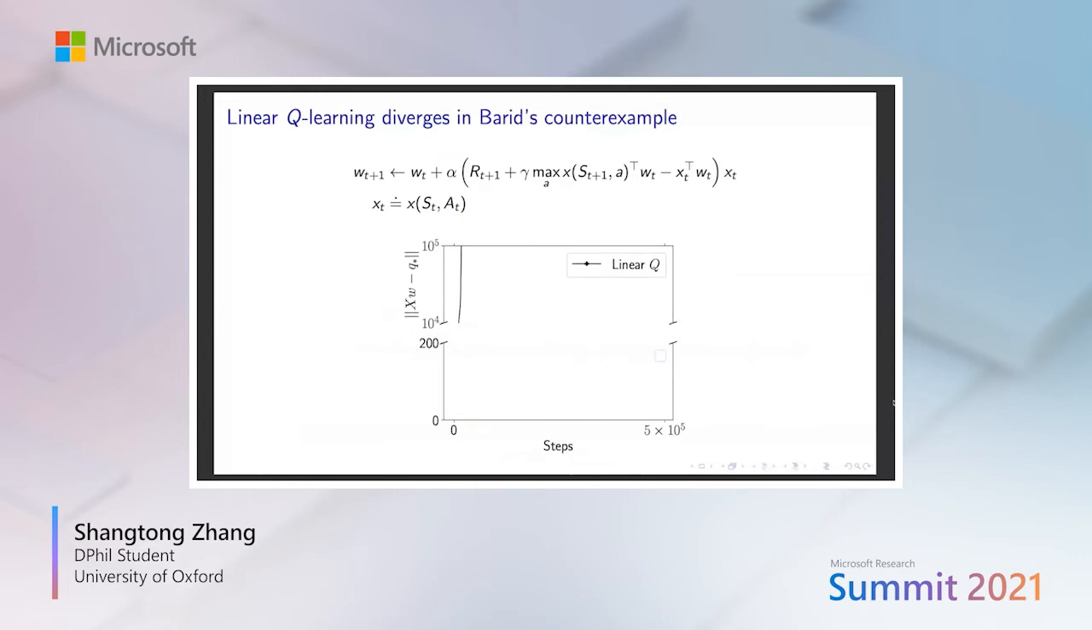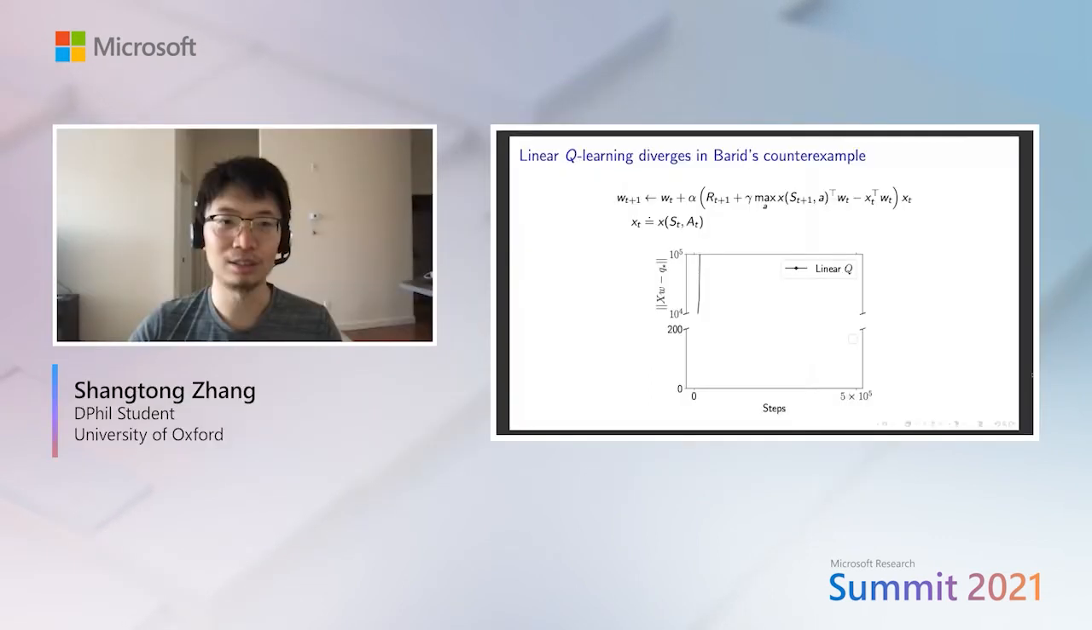Here we consider Baird's counterexample, which is a very famous example to demonstrate the deadly triad, and we consider linear Q-learning, which is also very standard. This is the update rule for linear Q-learning. W is our weight parameter, and X is our feature matrix. If we run linear Q-learning in Baird's counterexample, it's well known that it will diverge, as shown in this plot. Within the first few steps, the error goes to infinity, so the weight vector W diverges.